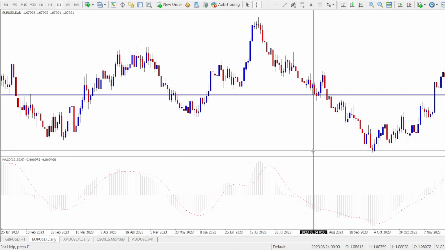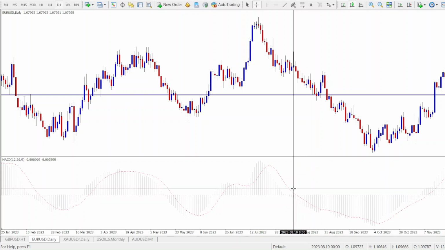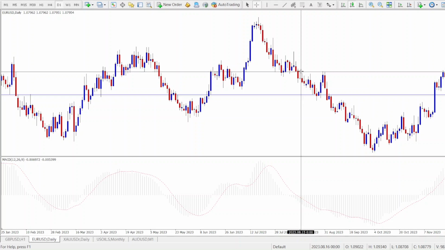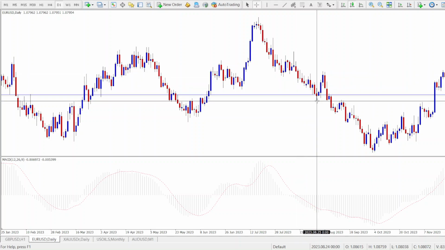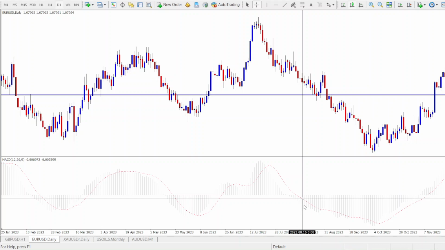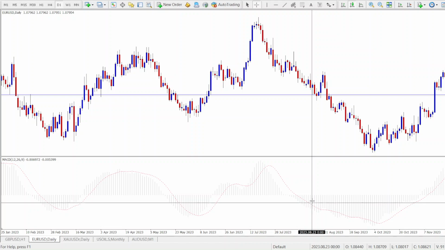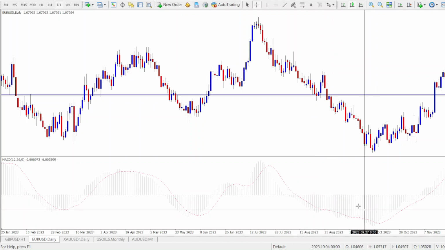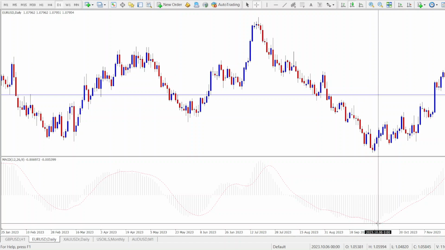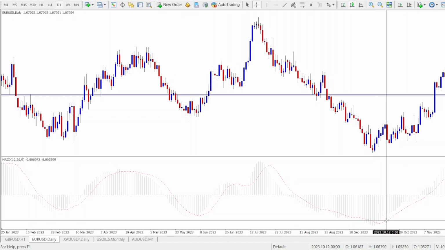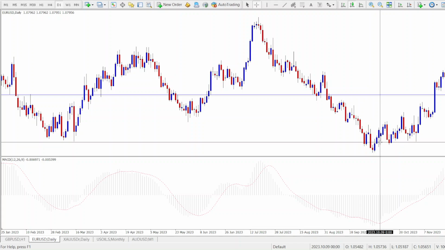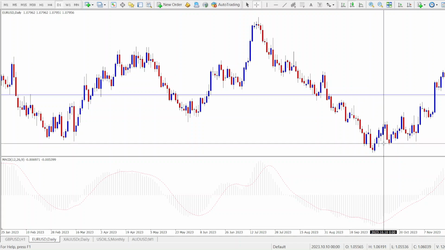Now, in the case of a sell, we can see that after this bearish crossover happened, the price was still moving downwards, and the histogram bars began to elongate, signaling strong bearish momentum. Then a sign to exit the sell trade would have been when the MACD line pushed away from the histogram, as we can see here. So this would have been a good spot to exit.